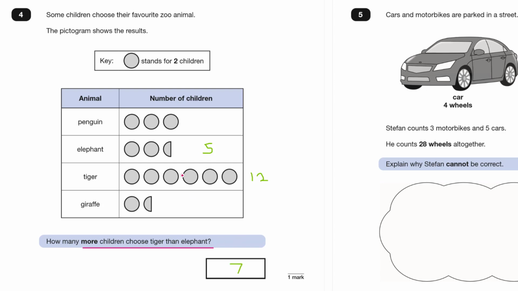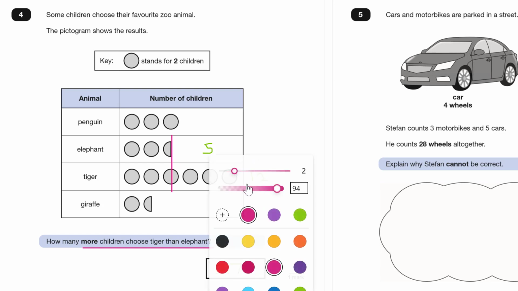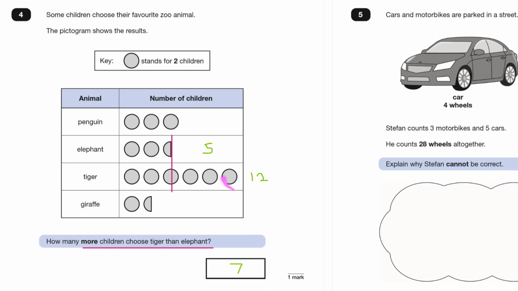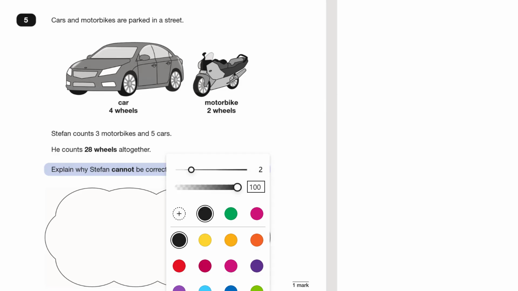Another way you could have done this is to draw a line like this, and anything past that line is how many more there were. So we've got 2, 4, 6, and 1 is 7. There were 7 more children that chose tiger than elephant. Both ways get you the right answer of 7.